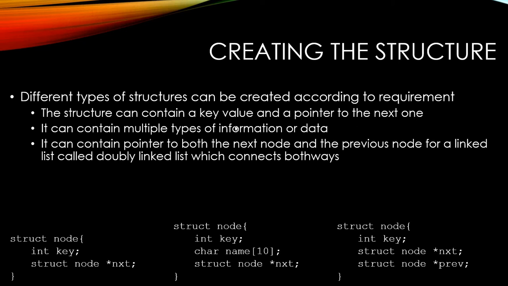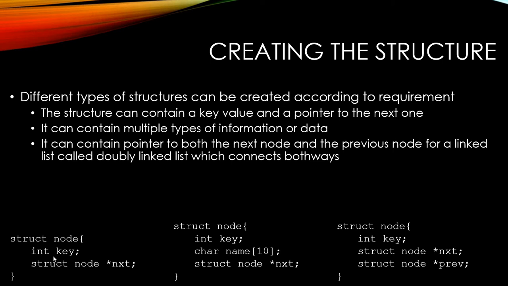It can contain multiple types of information or data, or it can also contain pointers to both the next node and the previous node for a linked list that not only connects in the forward direction but also in the backward direction, right? So we can see all three examples given here. For the first one, the structure can contain a key value and a pointer to the next one. The structure should be something like this.